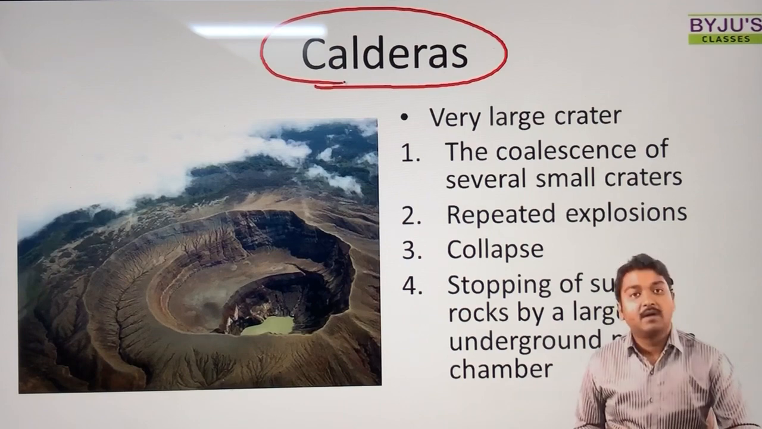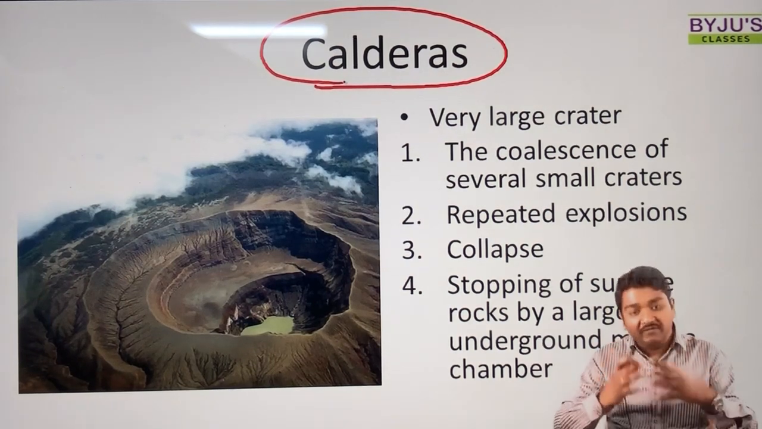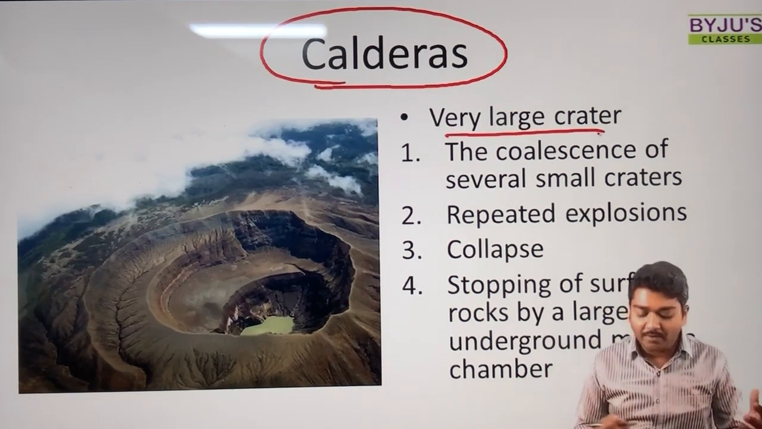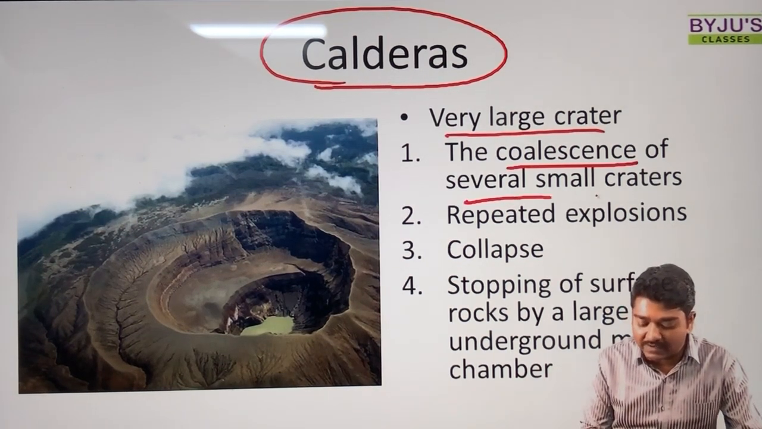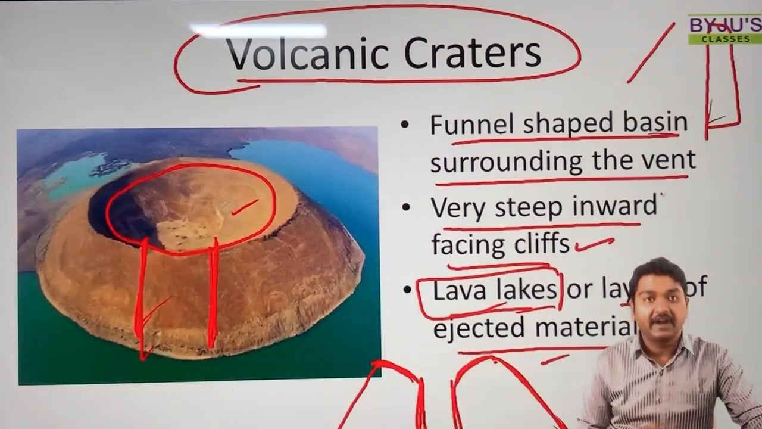Calderas are very large craters, while a crater is a smaller one. Why does a caldera form? It is formed mainly due to the coalescence of several smaller craters. See, once there was a crater.